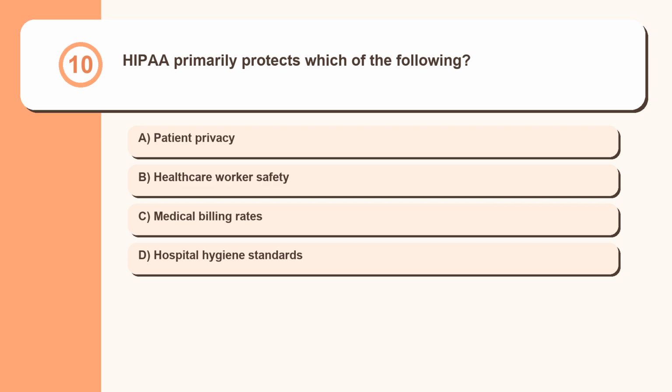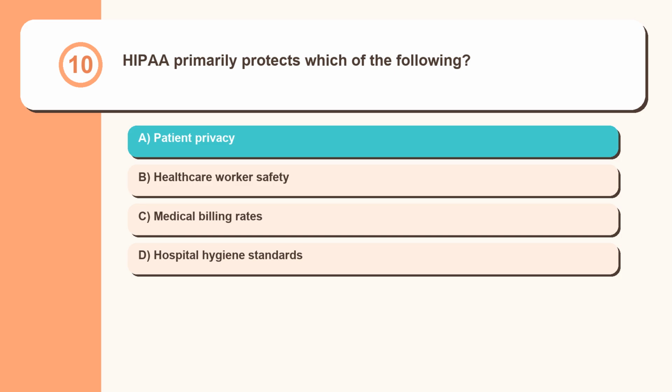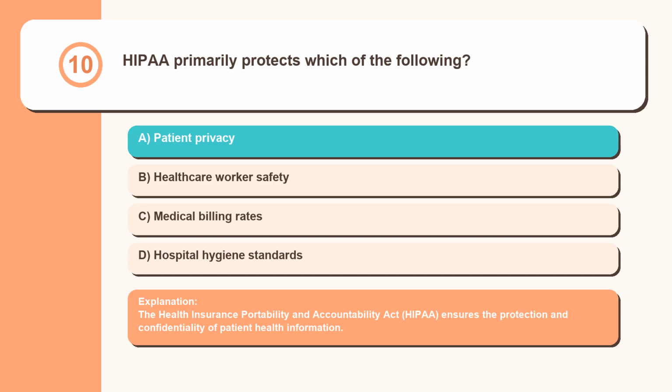Question 10. HIPAA primarily protects which of the following? Patient privacy, healthcare worker safety, medical billing rates, hospital hygiene standards. The Health Insurance Portability and Accountability Act, HIPAA, ensures the protection and confidentiality of patient health information.